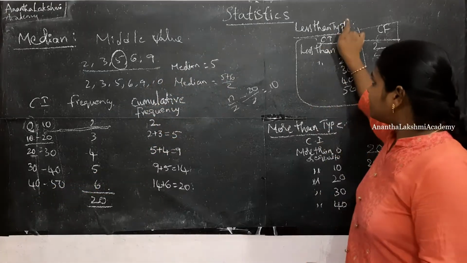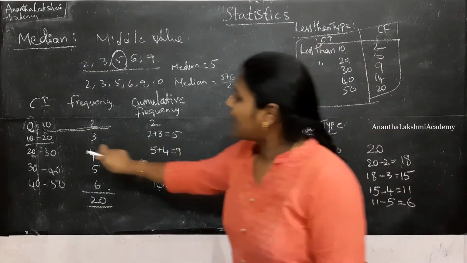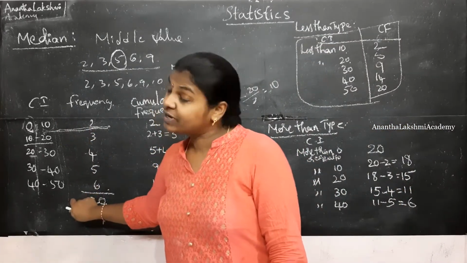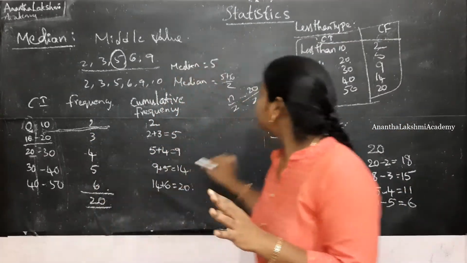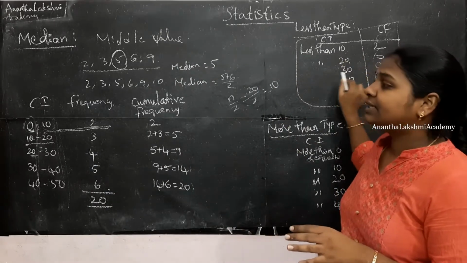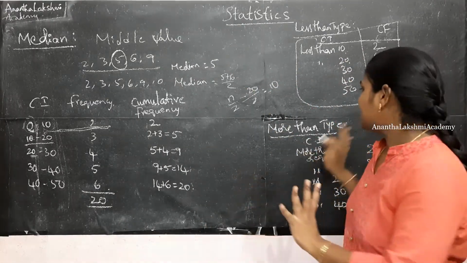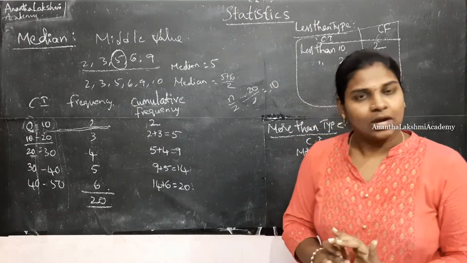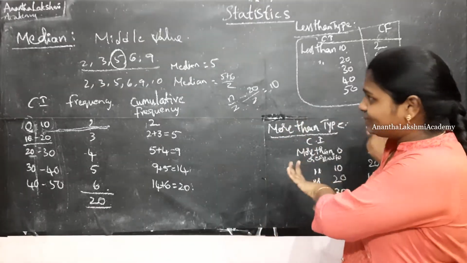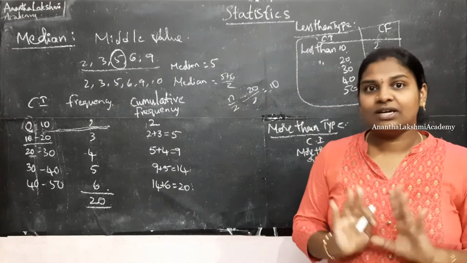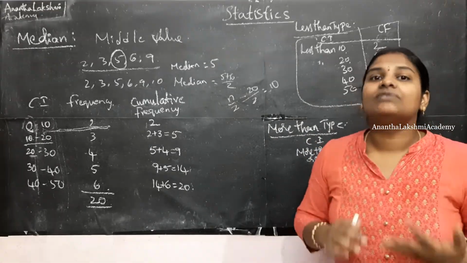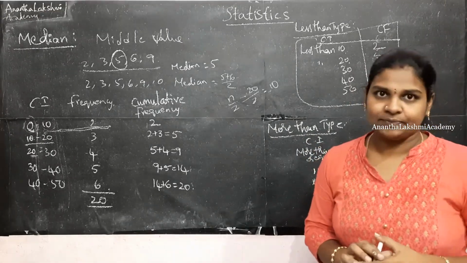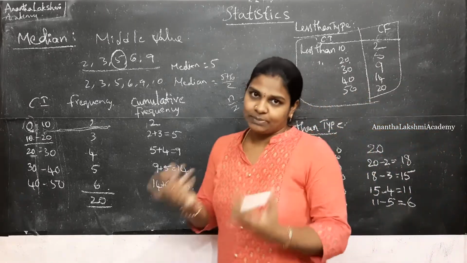So for less than type, we are going to consider the upper boundaries. What are we going to consider? Upper boundaries. When writing less than 10, 20, 30, these are all nothing but upper boundaries. While writing more than type, we are going to consider the lower boundaries. Okay, that is about the concept which is needed even before we get into the median. Let's look at the formula of the median. Alright, so let's jump into the formula.